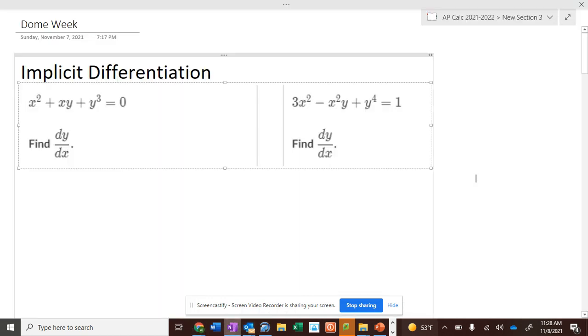One note. Okay, today's first lesson is on implicit differentiation. You use this a lot as the year goes along, so you really need to pay attention to this one.